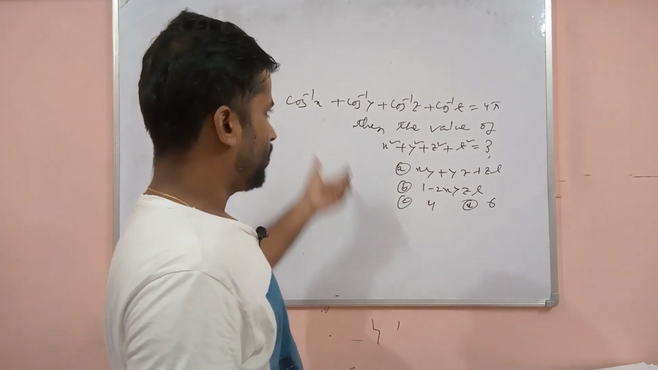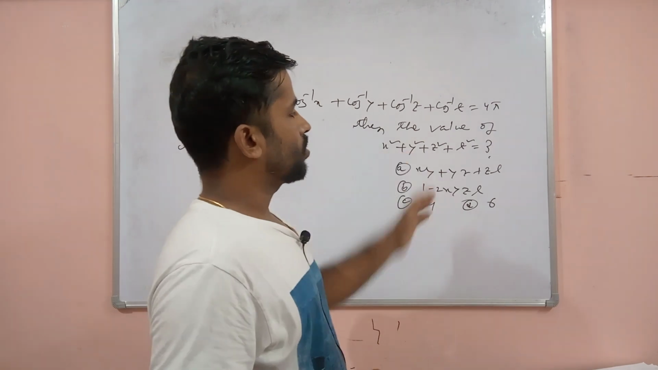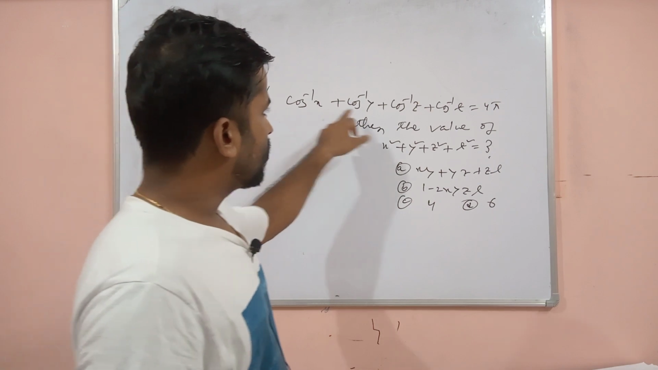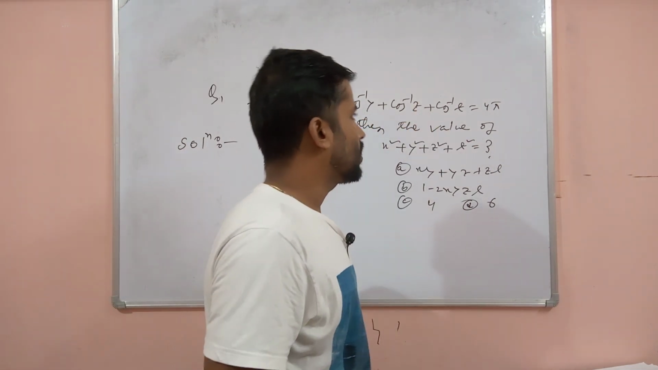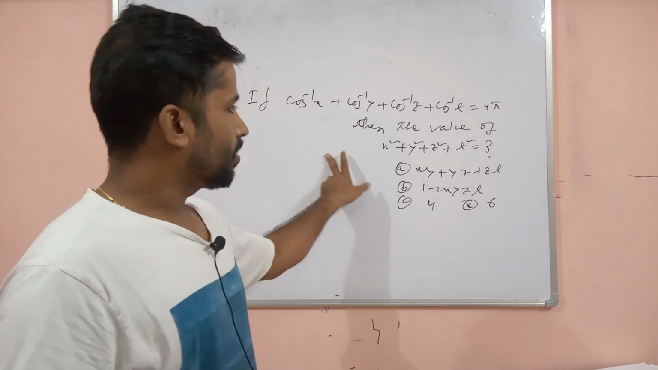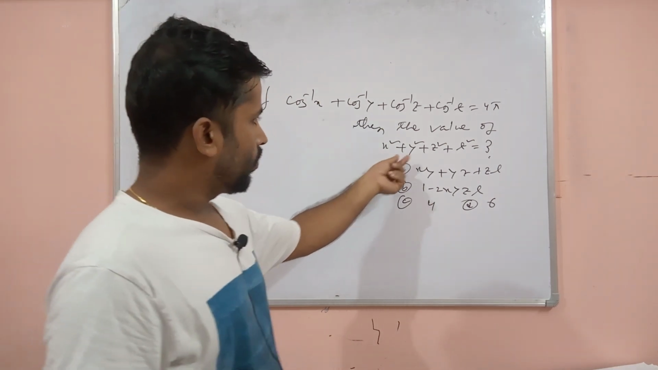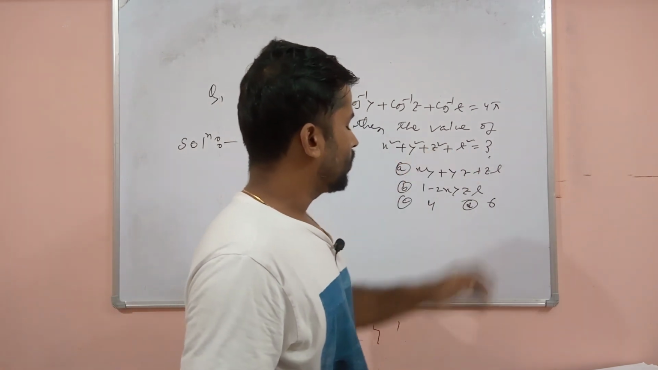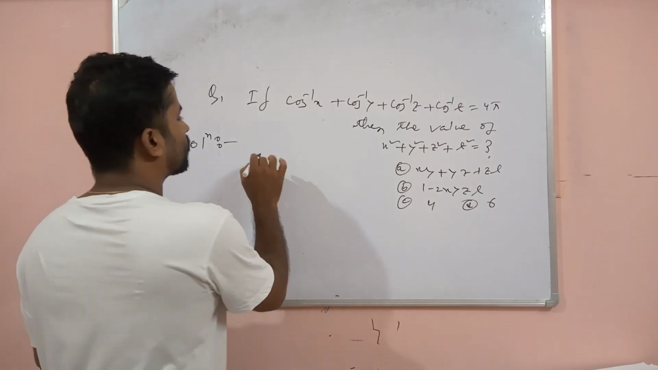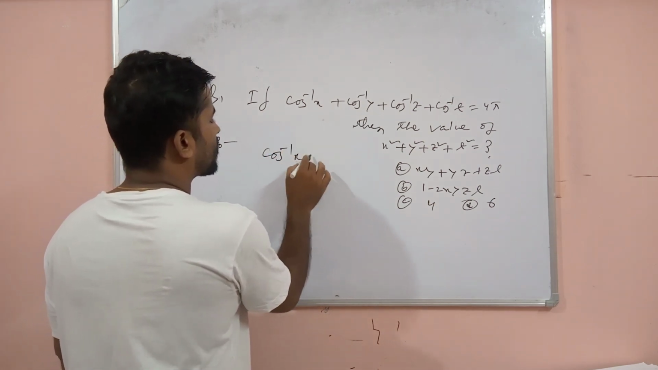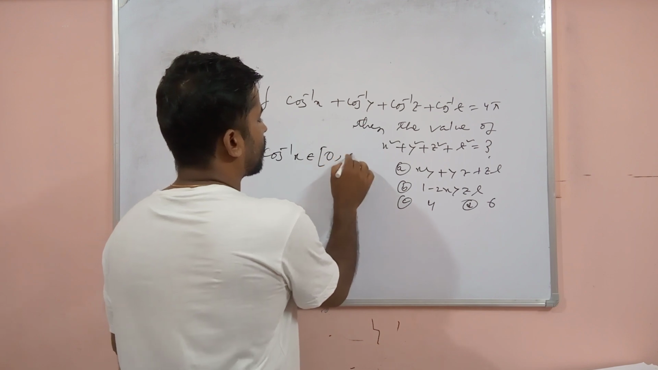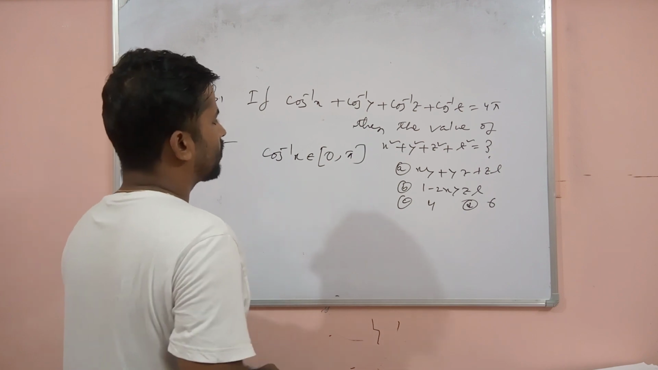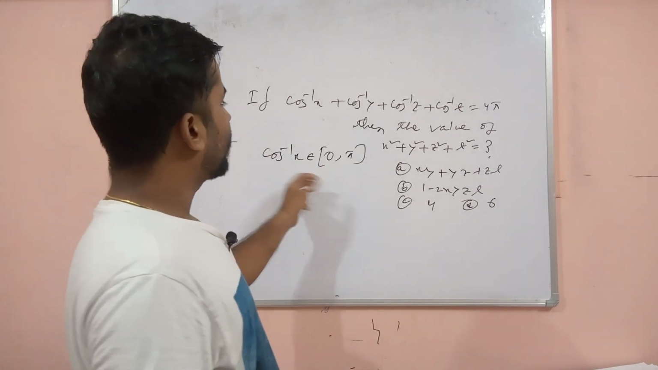We shall always focus on the given portion and the part which is supposed to be found. Okay, so this is the given portion: cos inverse x plus cos inverse y plus cos inverse z plus cos inverse t is equal to 4 pi, and the portion to be found is x square plus y square plus z square plus t square. Okay, as you know, cos inverse x lies between 0 and pi.